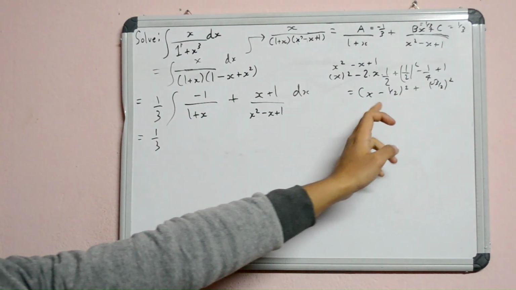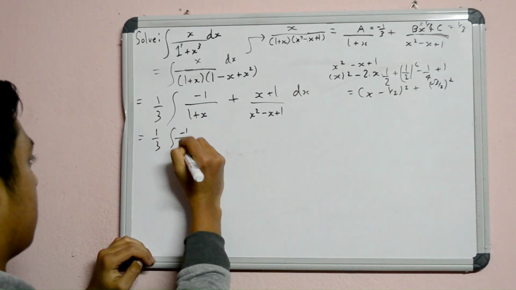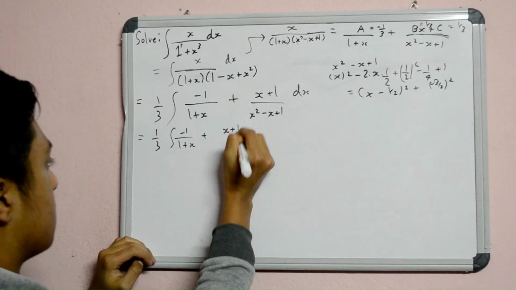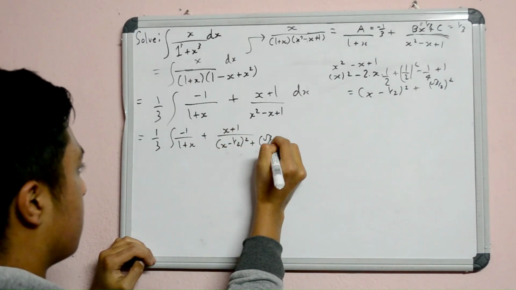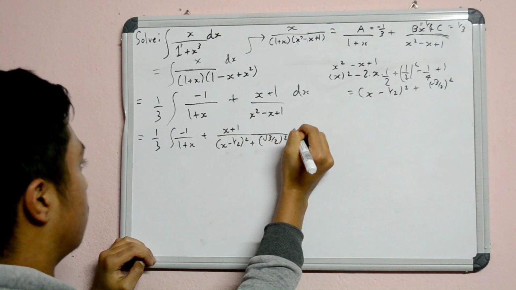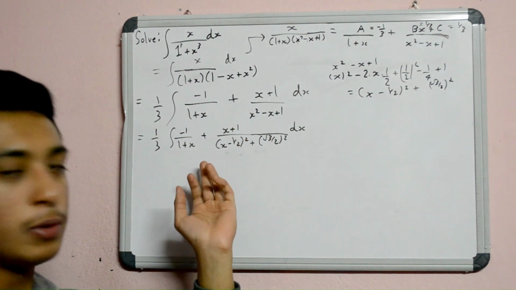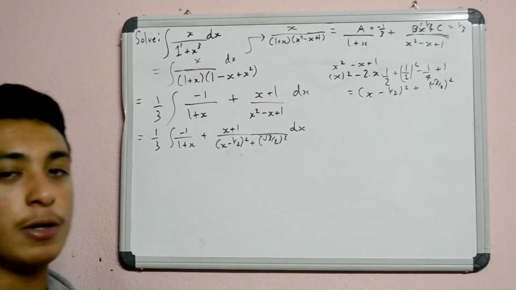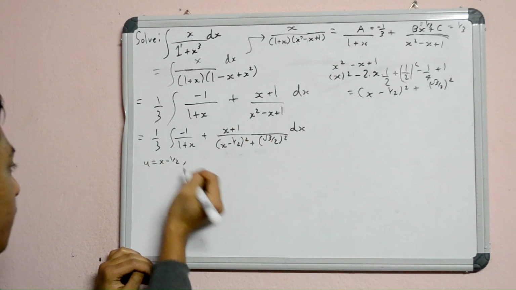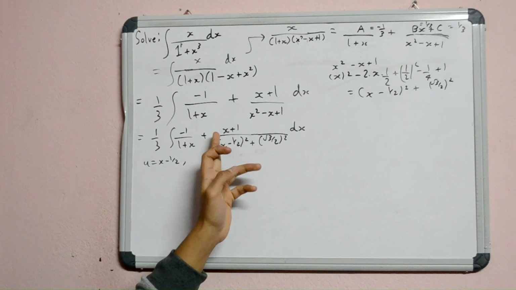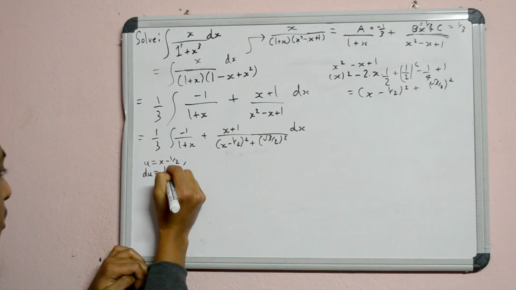Now we have this below, like so. Now what we can do is simply let u equal to this part. That's where substitution comes in. So u equals x minus 1 by 2, and here we want to find x, or simply x plus 1 if we can. But first let's differentiate it. Obviously du will equal dx.